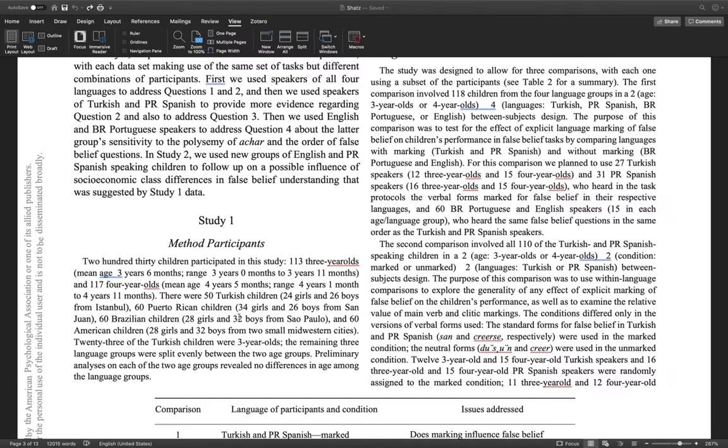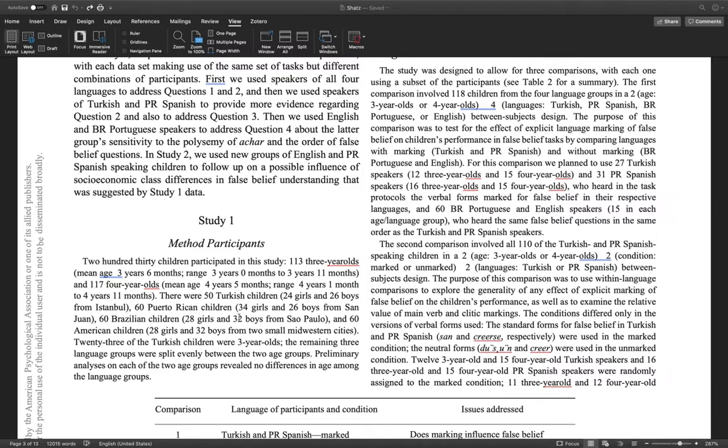When I read a methods section, I'm looking for anything fishy. What I'm noticing is you got about an equal number of 3 and 4-year-olds. Why are they using 3 and 4-year-olds? They're looking at that jump, the point where kids generally can figure out false belief tasks after 4, but not before. There were 50 Turkish children, 60 Puerto Rican children, 60 Brazilian children, and 60 American children. You can tell they tried to get a really balanced design, so they're doing good work.